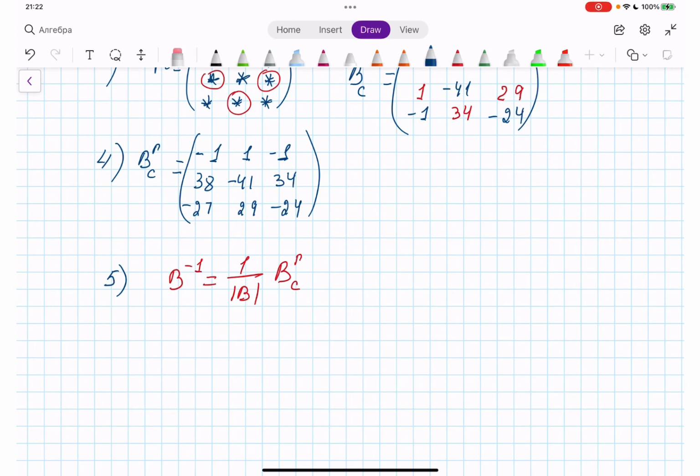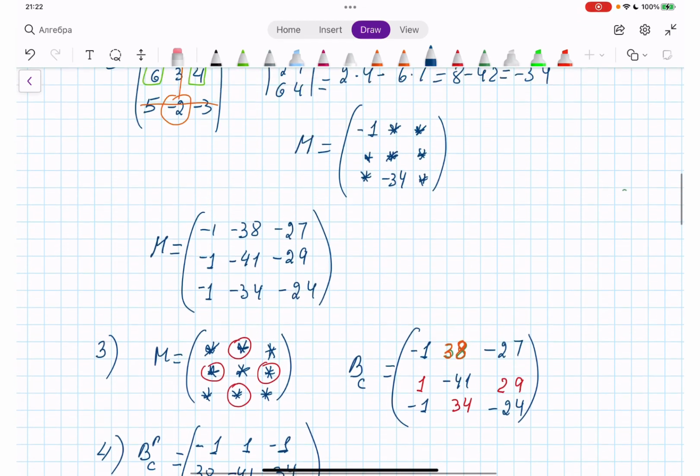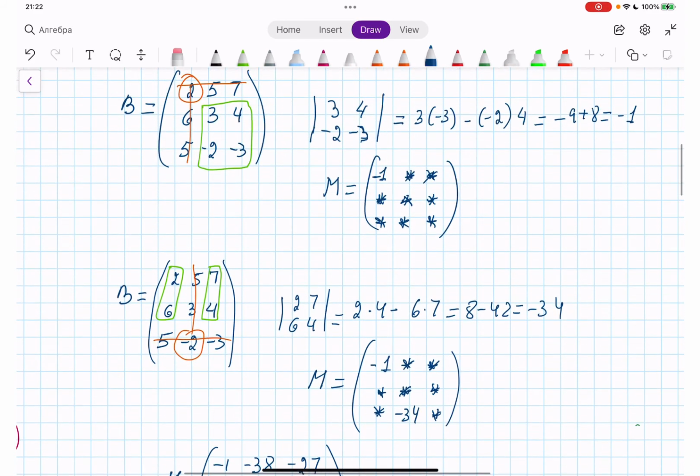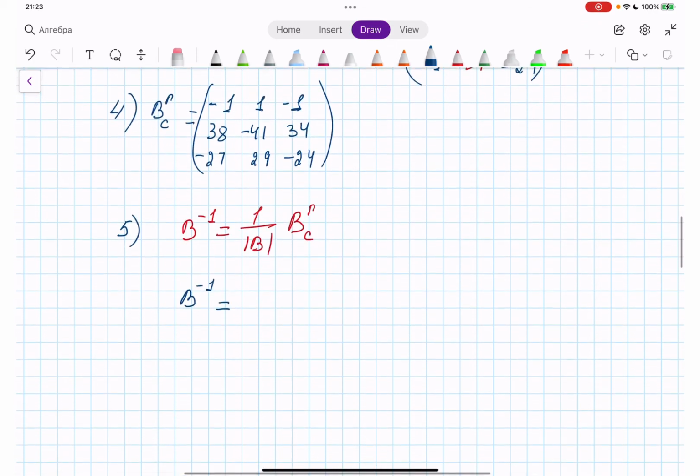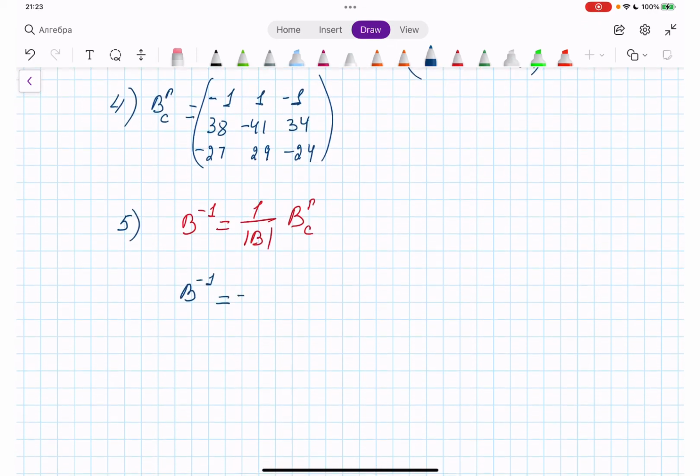And from here, we are going to get how much is our determinant. It was negative 1, right? Yeah, here it is, negative 1. Okay, so it's going to be negative 1 over 1, right? I'm just writing like that so you can know what I'm talking about.